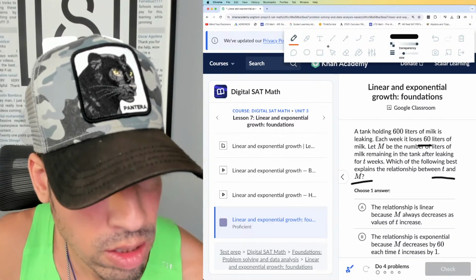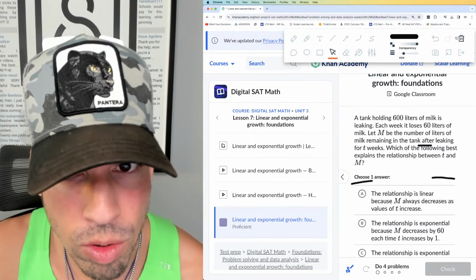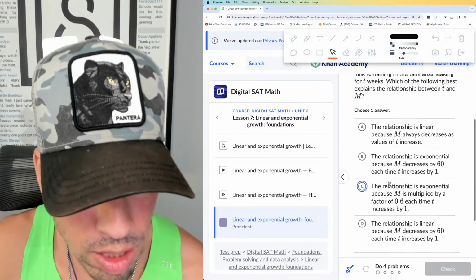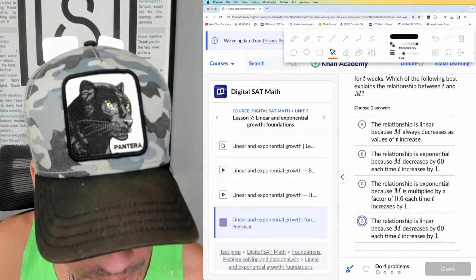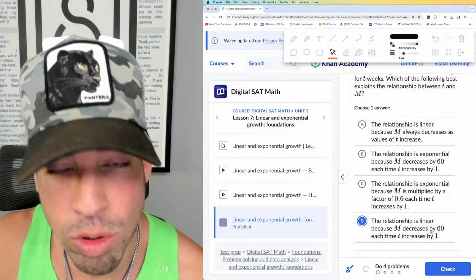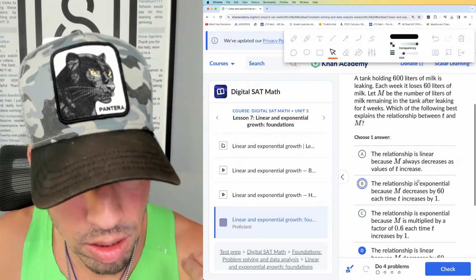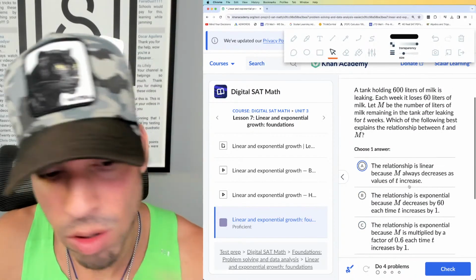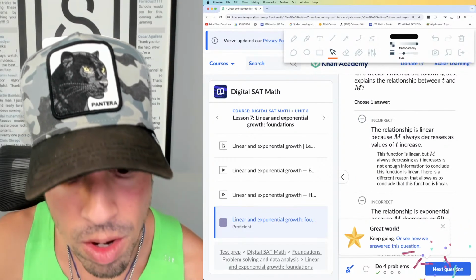Anyways, so now let's see the answer choices. The relationship is linear. So it is linear, so it's not exponential. So it's not B or C. Yeah, it's this one. Every time T goes up by 1, the time unit is going up by the same amount. This is decreasing by 60. Let's see A, because M always decreases. No, it's not about always decreasing because that could still be exponential decay. All right, there we go.